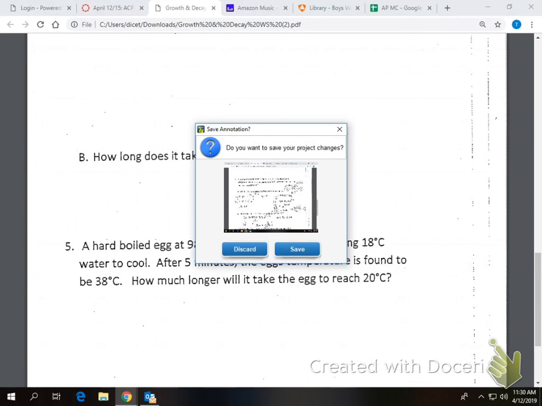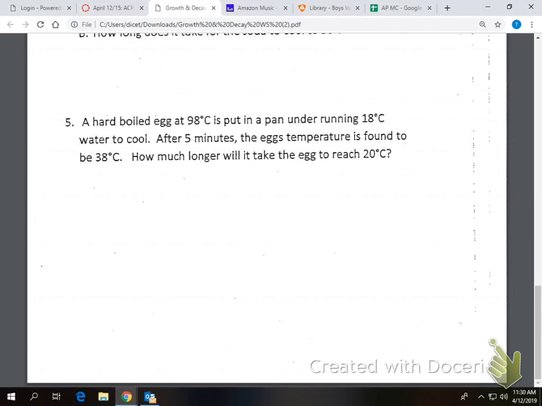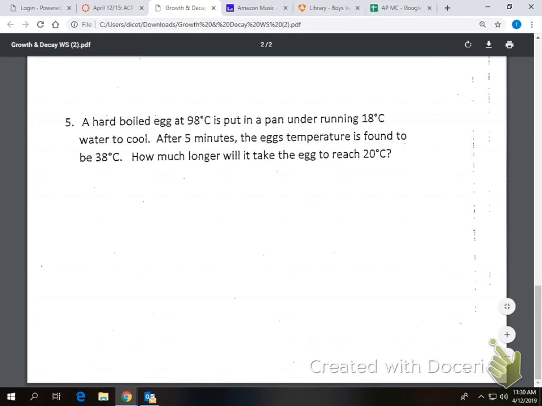All right. Let's go down here. Hard-boiled egg, 98 degrees Celsius, so it's obviously hot. It's put in a pan under running 18 degrees Celsius water to cool. Does anybody do that? Anybody boil eggs? We boil eggs, we put it real hot, and then I always have a big bowl of ice water. I put a bunch of ice in it, and as soon as you get done boiling it, you put them in there and let it sit for like 5-10 minutes, and then they peel off effortlessly.